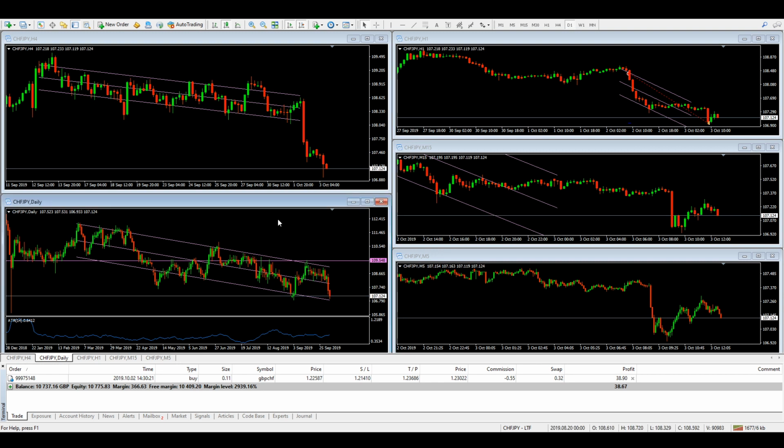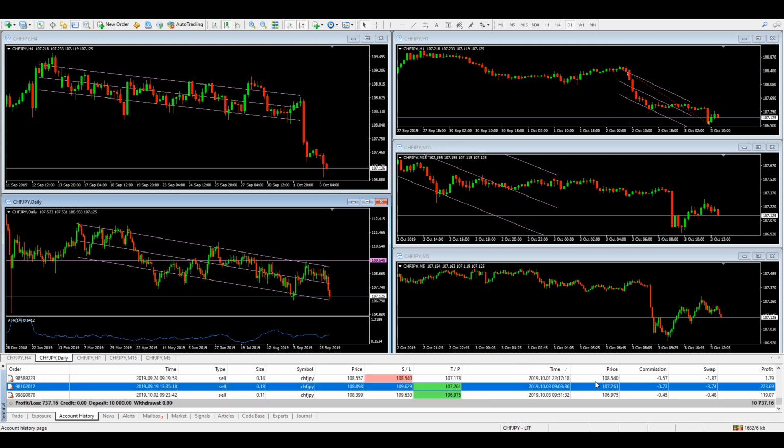Let's see what else we've got. So CHF JPY, this is the one that I took profit on. This is the perfect example of why I like to take profits off before previous low. So let's see if I can add on my entries on this.